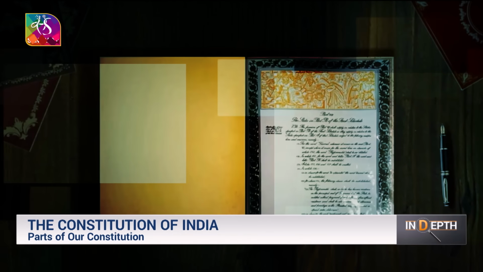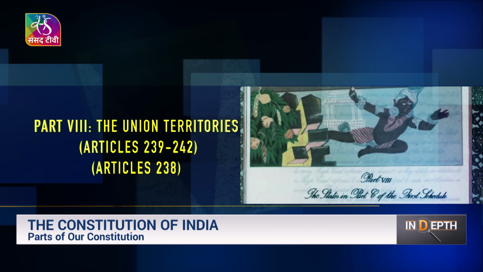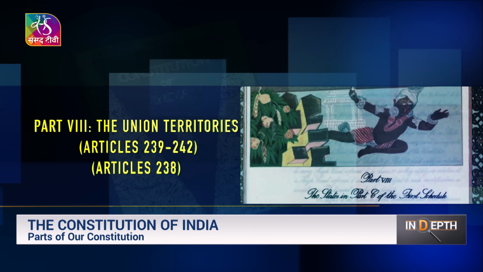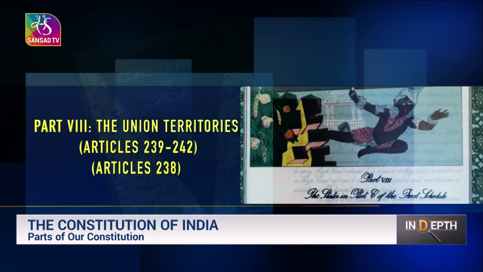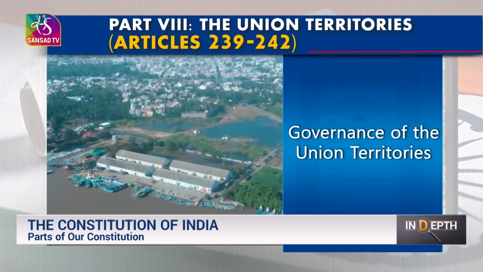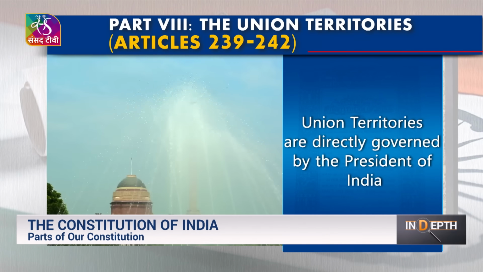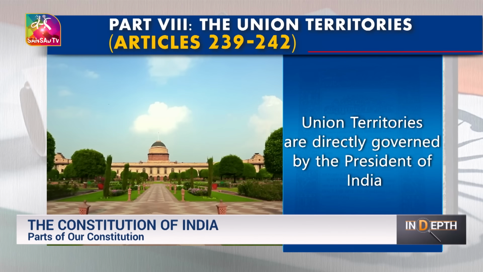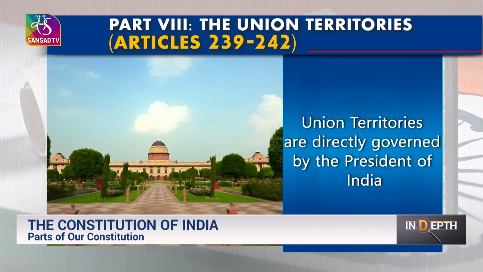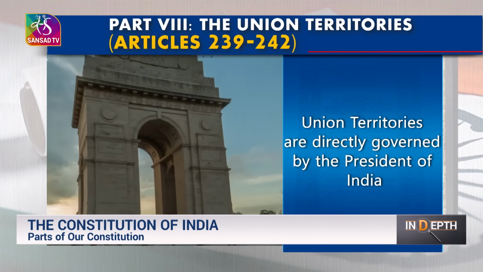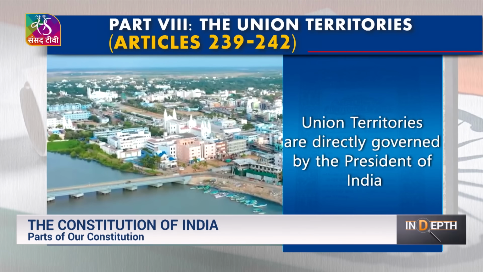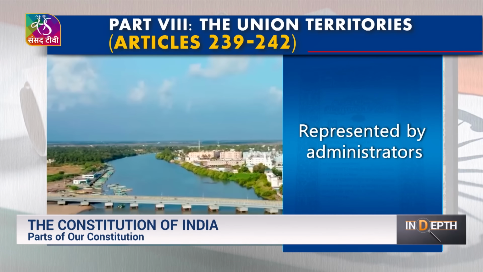Part 8. The Union Territories, Articles 239 to 242. This part deals with the governance of the Union Territories. UTs are directly governed by the President of India and are represented by administrators who act on behalf of the President. Some Union Territories like Delhi and Puducherry have legislatures with powers similar to those of states.